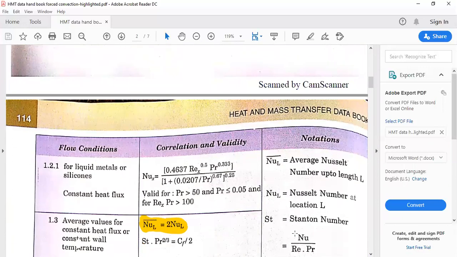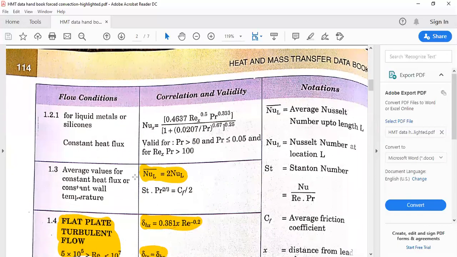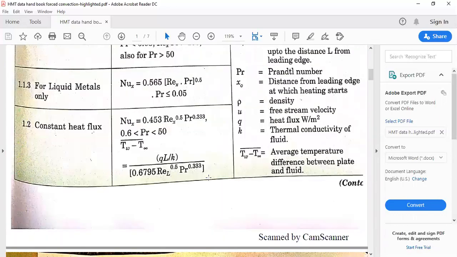Then once you get the Nusselt number at a particular x, you need to find the average. If they ask you to find the average heat transfer coefficient over the surface, then you have to use average Nusselt number. And in the laminar region, average Nusselt number will always be equal to 2 times the Nusselt number at that distance L. So you have to multiply just by 2 here.